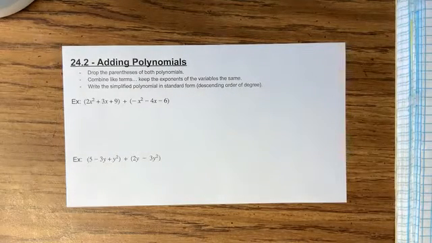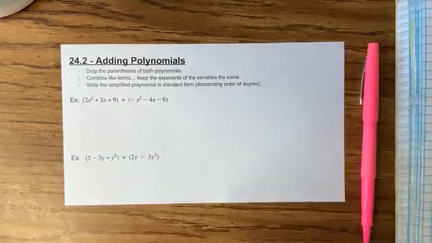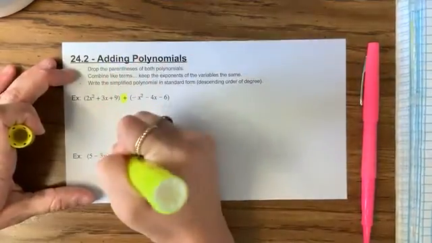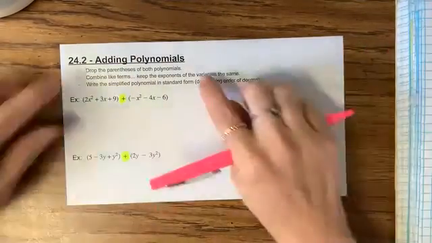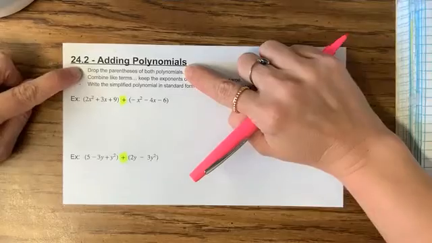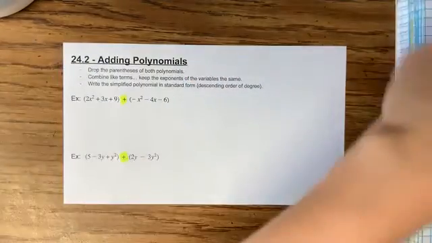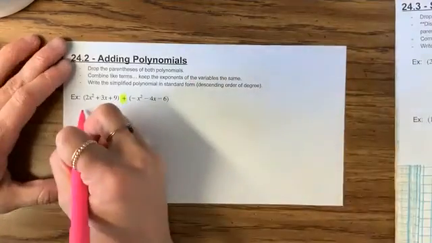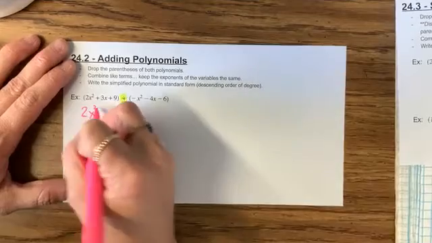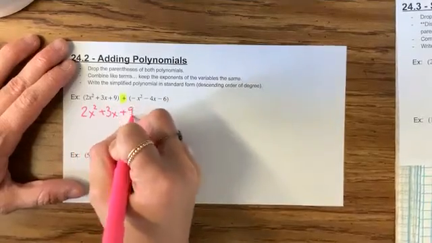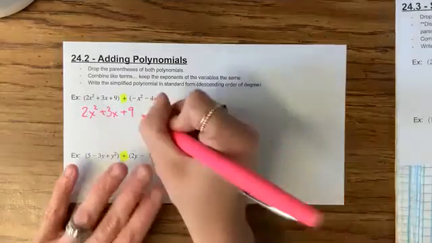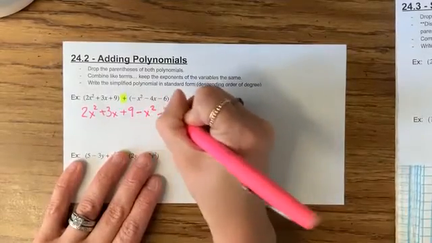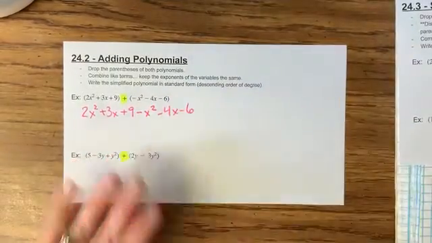You just take the parentheses away, drop the parentheses. If you see that it's a plus sign, you'll notice both of these have plus signs. Drop the parentheses. That's step 1. Just act like they're not there. So if I rewrite this, I have 2x squared plus 3x plus 9. You can put plus a negative x squared, or you can just say minus x squared minus 4x minus 6. Just drop the parentheses.